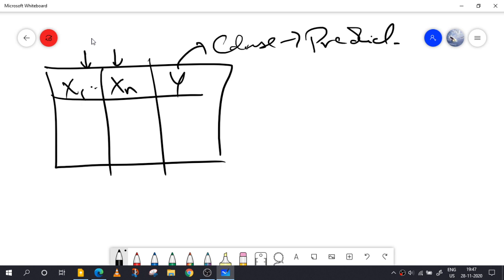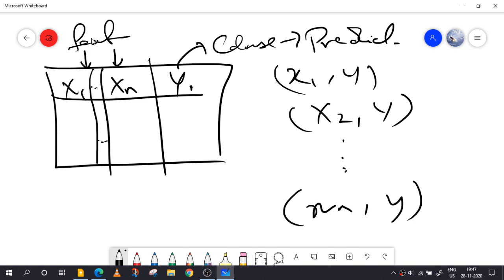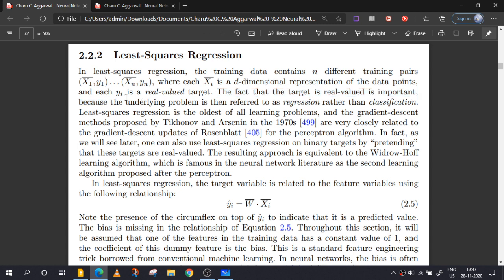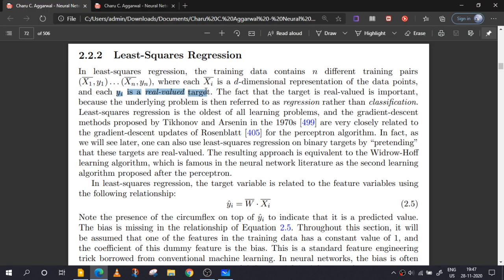These are all the features. So it's basically saying there are a lot of pairs, x2, y, and here should be like that. Such a bad handwriting. Xn comma y, right? That's basically the first line where yi is a real-valued target. Real-valued target means it is basically a real number, so it can be like 1, 2, 1.5, whatever, right? So it is a real value. Y is a real value.